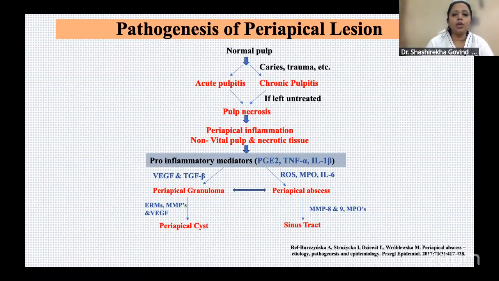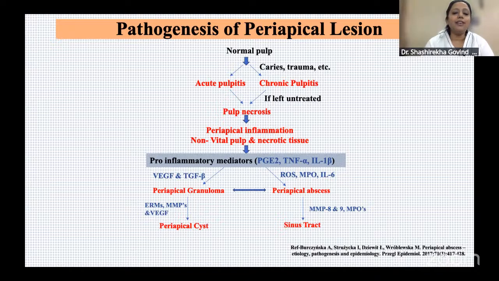Coming to the pathogenesis of the periapical lesion. When there is a normal pulp, where caries or trauma occurs, it undergoes acute pulpitis or chronic pulpitis. If it is left untreated, it undergoes pulpal necrosis, which in turn causes periapical inflammation, due to the non-vital pulp and the necrotic tissue.